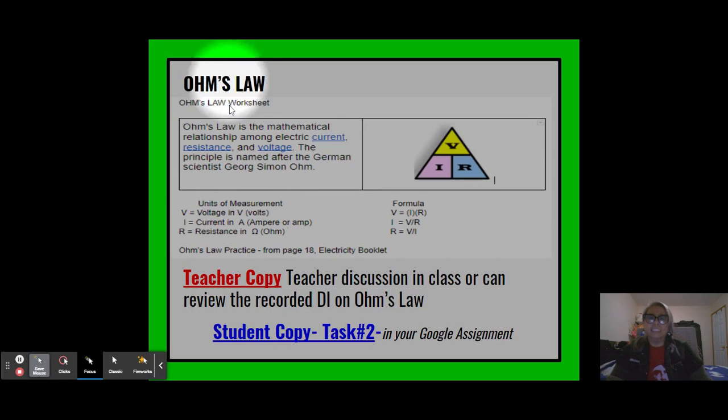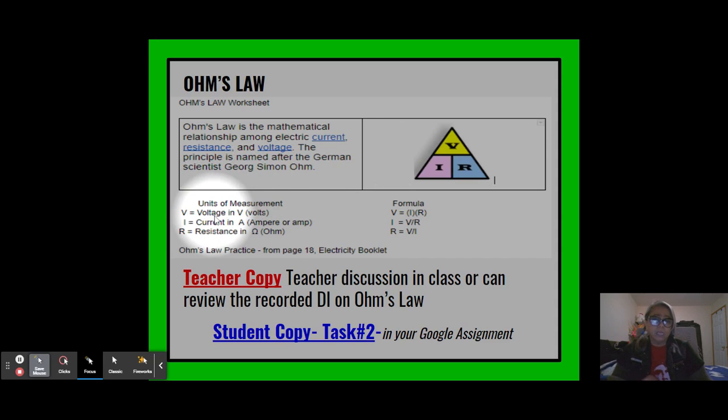Now, Ohm's law is the mathematical relationship among three variables: current, which we represent as capital I, resistance, or capital R here, and voltage, or letter V. The principle is named after the German scientist Georg Simon Ohm.